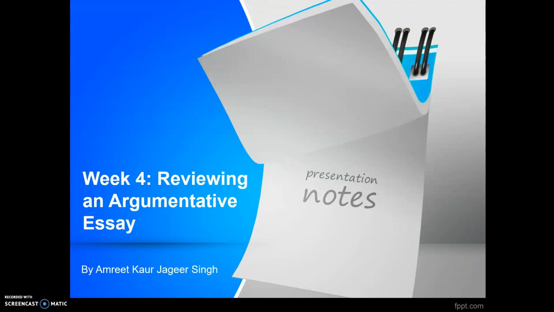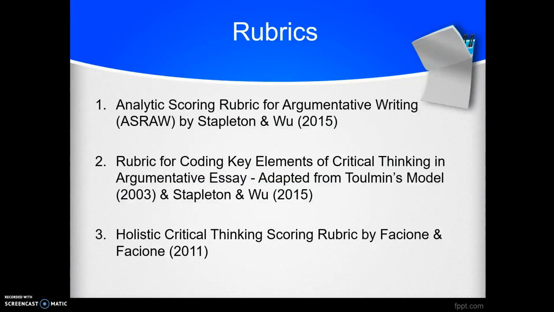In this presentation, we are going to learn how to review an argumentative essay. In order to review your argumentative essay, there are 3 rubrics that can help guide you to write better. The first rubric is the Analytic Scoring Rubric for Argumentative Writing, ASRAW, by Stapleton and Wu 2015.